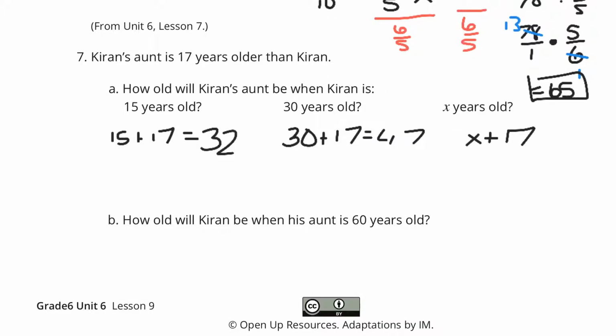How old will Karen be when his aunt is 60 years old? Well, now you need to subtract. 60 minus 17 is equal to 43. So Karen will be 43 years old when his aunt is 60 years old.